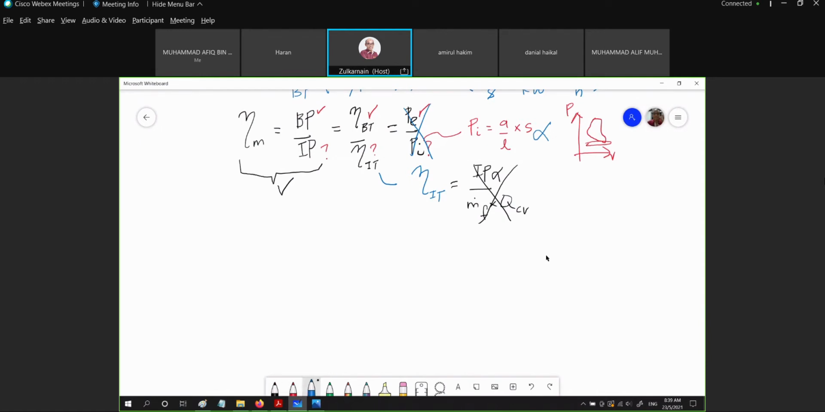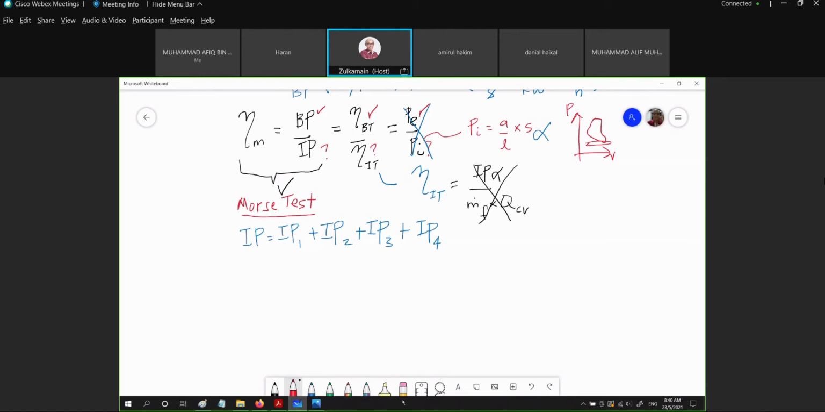Yang kita dah belajar, the IP kita akan dapatkan daripada IP number cylinder number 1 plus IP for cylinder number 2 plus IP from cylinder number 3 plus IP for cylinder number 4. So ini bermakna we should solve it by this IP menggunakan parameter which is given from the MOS test. Daripada MOS test.